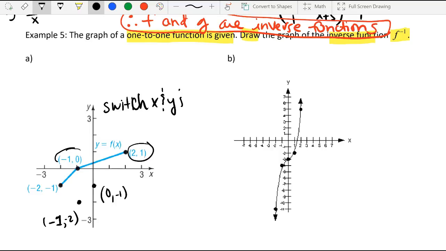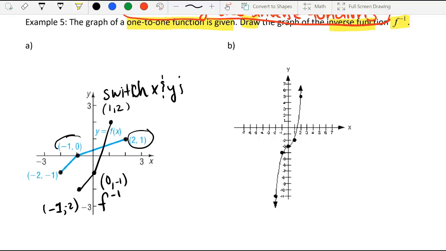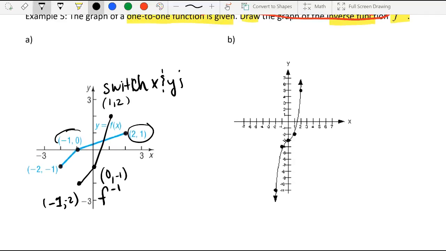This point over here is 2, 1. So when I switch it, it is 1, 2. Now that I have the 3 dots, I'm just going to connect them. And no, you don't go on forever, because the original function does not go on forever. And we label this one f inverse. What I would like for you to try now is try B on your own. Give yourself a couple of minutes and try B all on your own, please. Don't forget to label points.